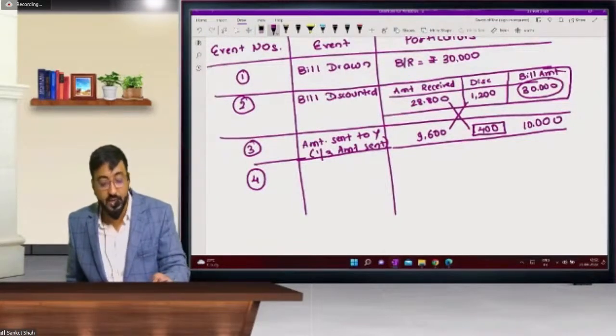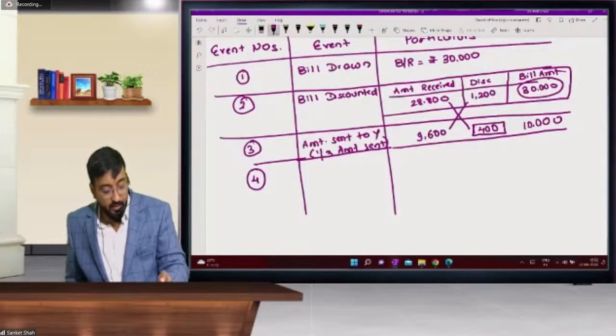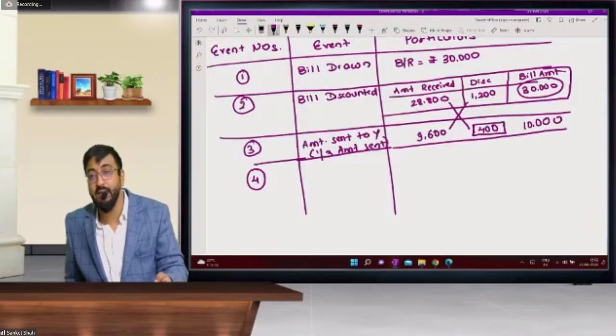So what is the first event? Chalo, quickly revise it. First event, bill drawn. Second event, bill discounted. Third event, remit matlab sent. So beta, first one is bill drawn. Bills receivable drawn by X. Second one, he discounted bill. And third one, he sent 9,600.